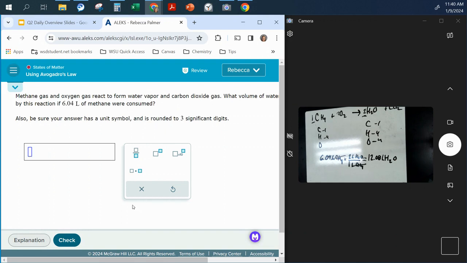And then this has 3 sig figs, so this number will have 3 sig figs. So I'm just going to round to 12.1.